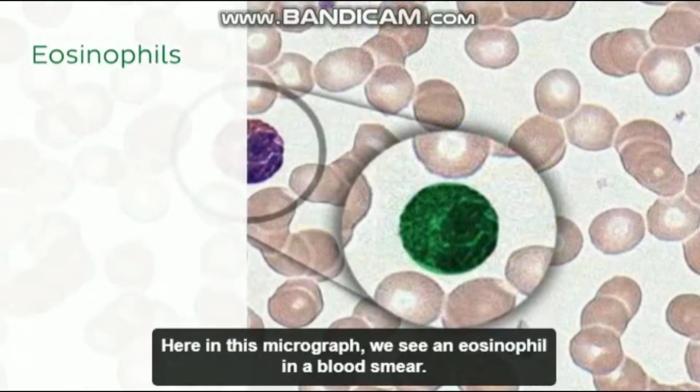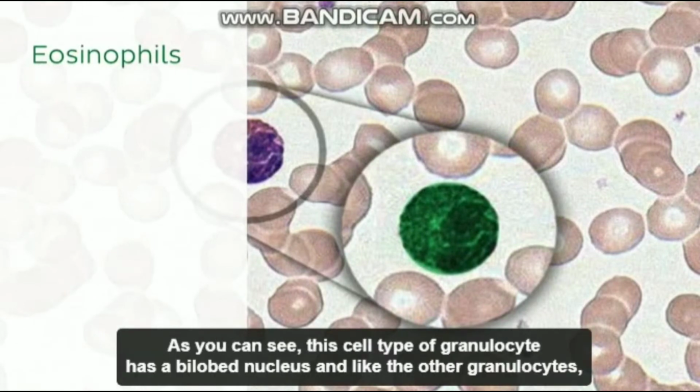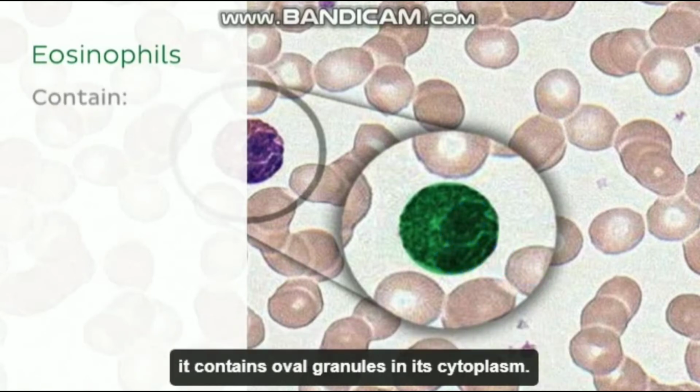Here in this micrograph, we see an eosinophil in a blood smear. As you can see, this cell type of granulocyte has a bilobed nucleus, and like the other granulocytes, it contains oval granules in its cytoplasm.